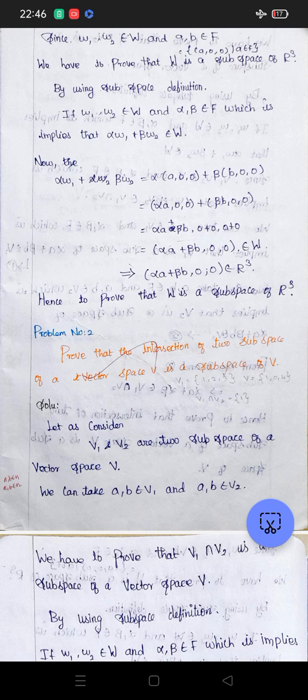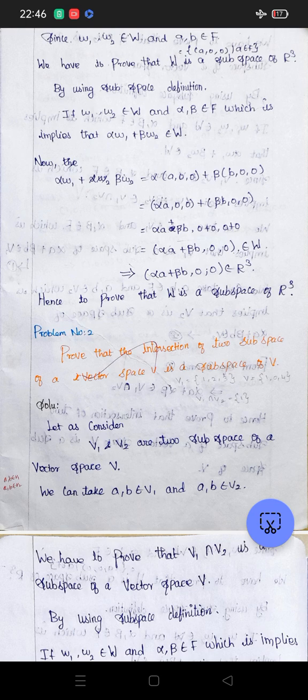So substituting this formula, alpha W1 value is equal to (a, 0, 0) plus beta into W2 value is equal to (b, 0, 0).